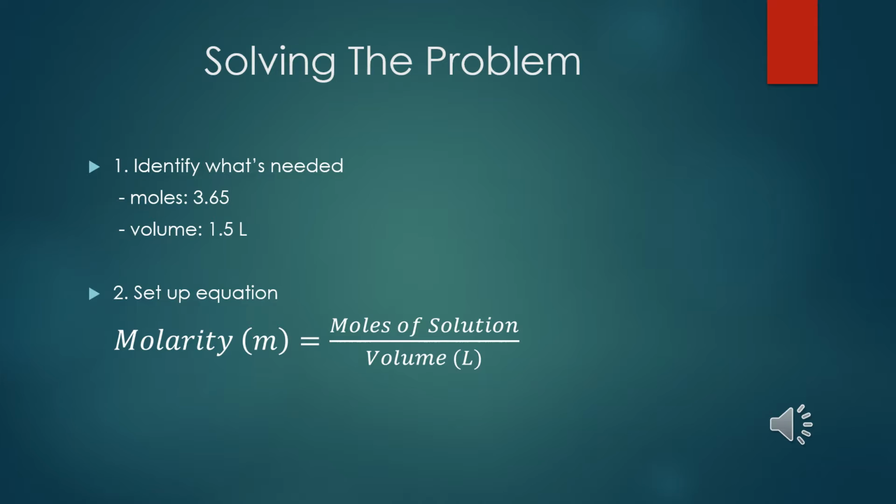So now I will help solve the problem step by step. So again, step 1 is identify what's needed. And for calculating molarity, all you really need to find is of course the molarity. So what you need to know in the problem is what are the number of moles and what is the volume. And the problem that I gave was fairly straightforward, and it tells you that the number of moles are 3.65, and then the volume was 1.5 liters.